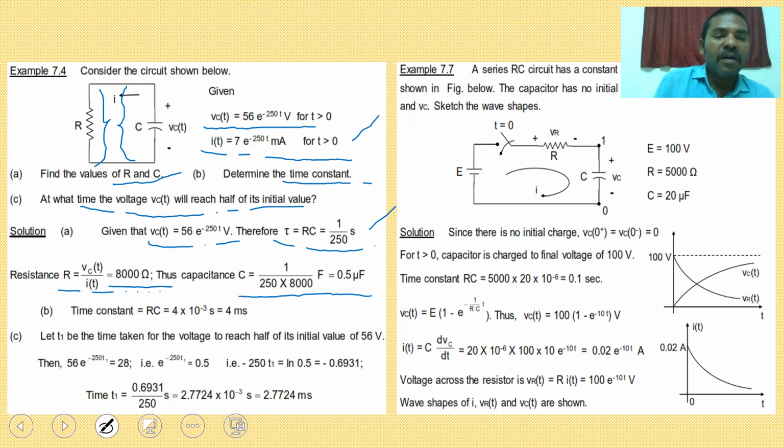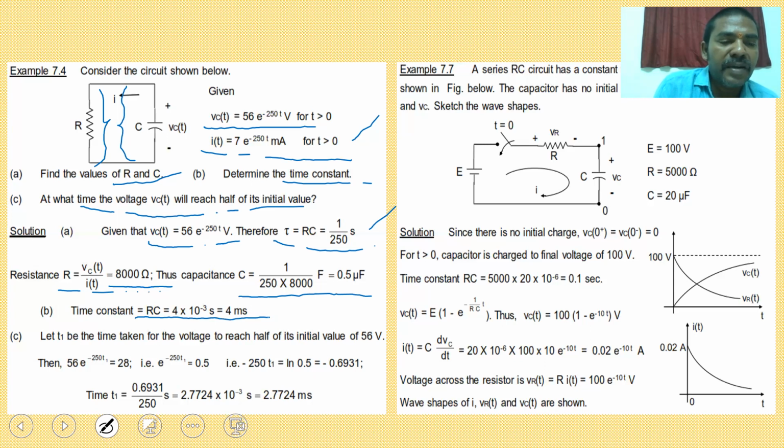Now we are going for the time at which the voltage drop across the capacitor will reach half of its initial value. Before that, first you have to find the time constant RC. What is our RC value? Already in the problem they have given 250 t. So 1 by 250 means 4 into 10 power minus 3.